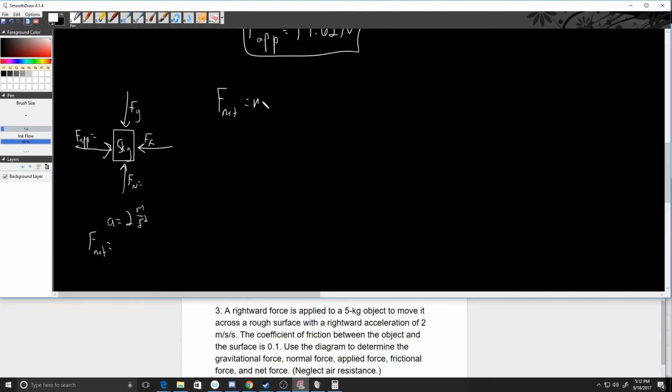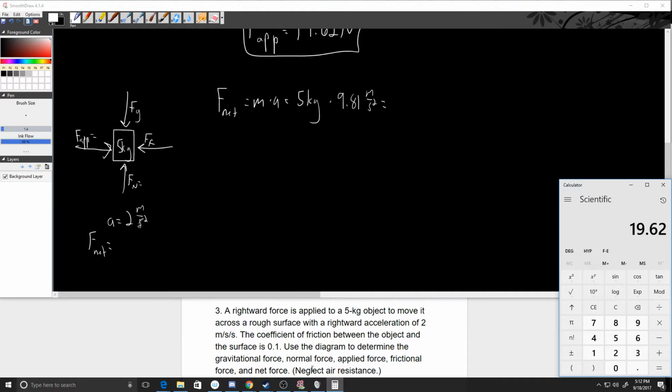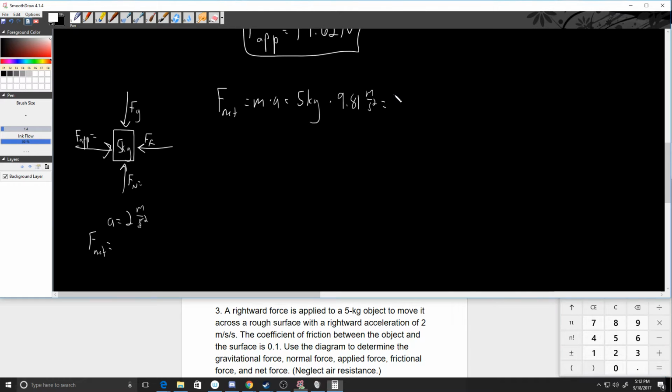So net force equals mass times acceleration. So in this case, the mass we said was 5 kilograms. We're looking at the horizontal, the x direction, if you will, times 9.81 meters per second squared. I should really have that one memorized at some point. For 9.05 newtons. Just put that there, just so I don't have to add another arrow there.